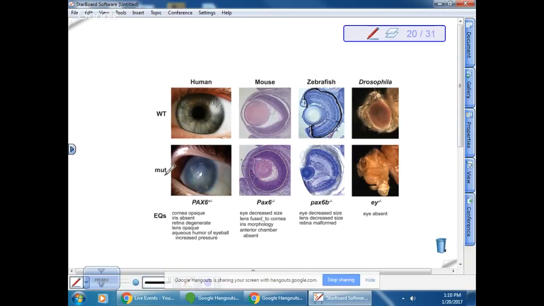When you get a mutation, then it can cause the cornea to become opaque and you lose the iris, right? And then we can see that the same mutations cause a change in mice, zebrafish, or Drosophila. So understanding, for example, how this gene works in a Drosophila can actually help us treat human disease by understanding how this gene regulates the development of the eye. So it's a really cool thing that we share all these genes with the other animals in the animal kingdom.